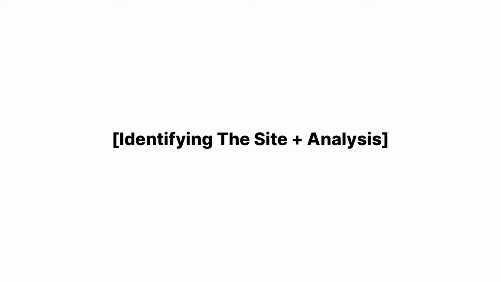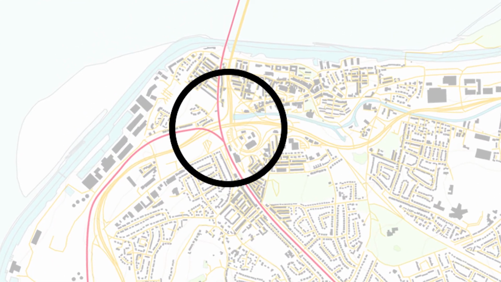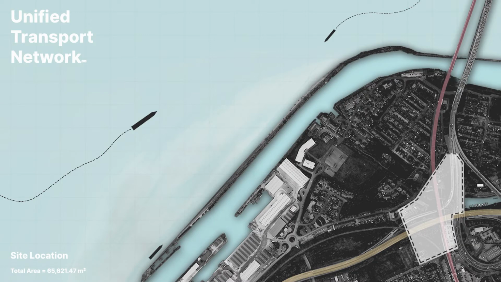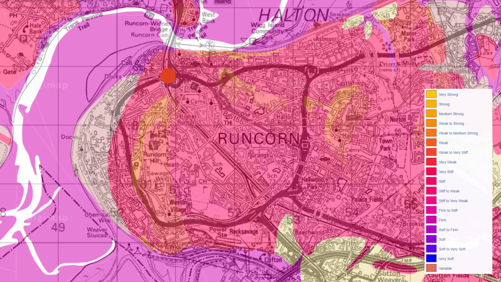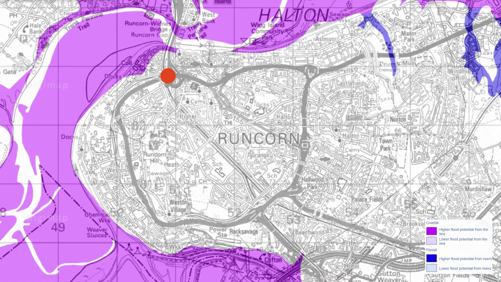Identifying the site and analysis. This is the area of site that we've chosen because of the intersection between all these planes of infrastructure. This diagram displays the current approximation and location of site that we are currently reviewing. As you can see, the site has a high soil density. The site is also based on pebbly sandstone, which is good for drainage. And there is also no risk of flooding on the site.